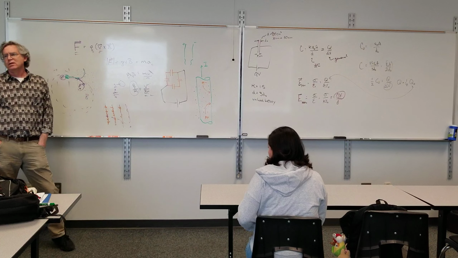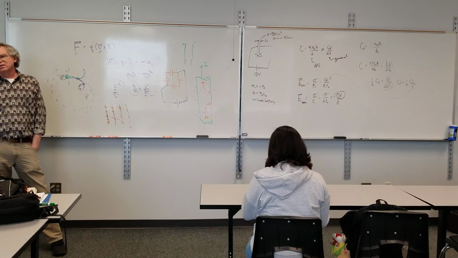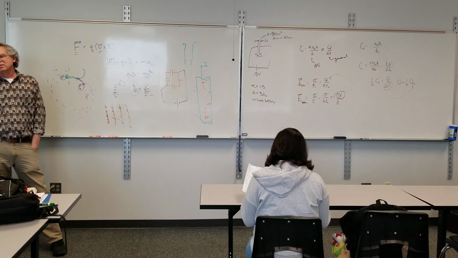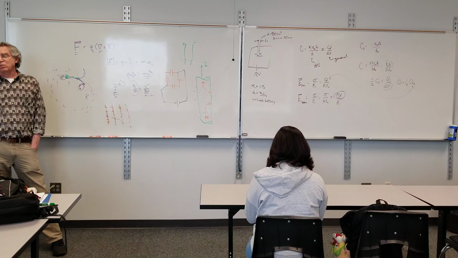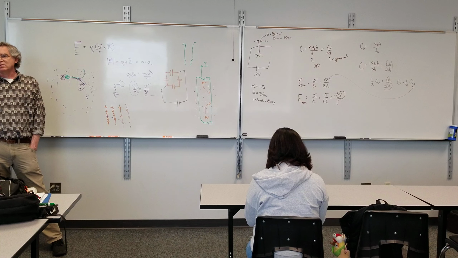For capacitors in parallel and capacitors in series, what are the equations? Is it C1 plus C2 plus C3 for parallel, or is it that for series? C1 plus C2 plus C3 is capacitors in parallel. In series it's 1 over C1, and so on. Okay. And it's opposite for resistors. Yes.